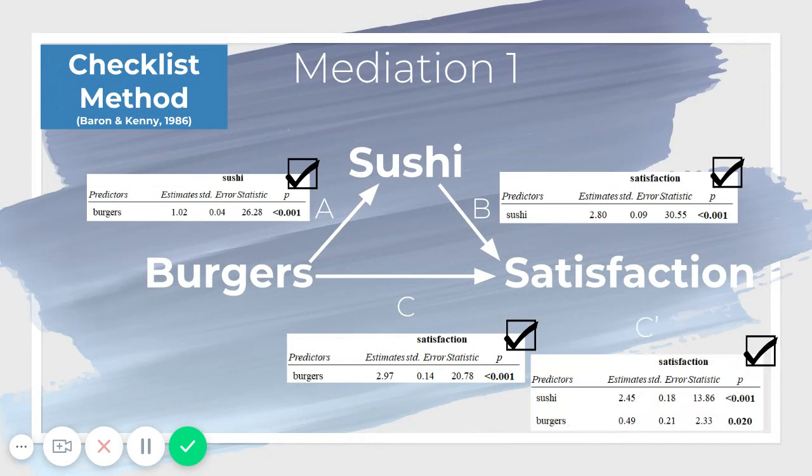And then after that, in the checklist method, you'd also test C prime to see if the relationship between burgers and satisfaction is still significant after you test the relationship between sushi and satisfaction. We see that it is significant. Instead of a b-value of 2.97, we get a b-value of about 0.5. It is less significant. We see that the error rates throughout are all pretty small, the main difference being the estimates. So we see that it is still significant, but just.